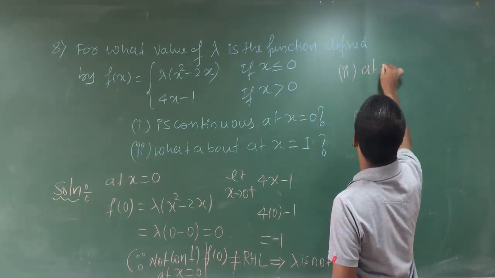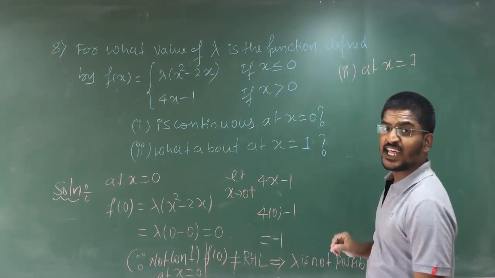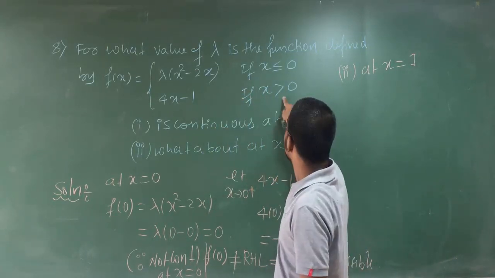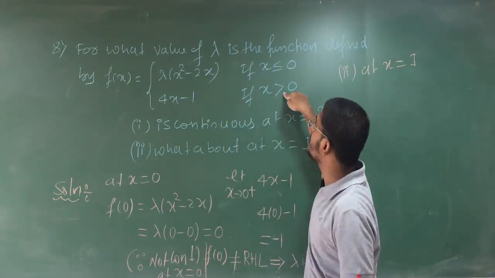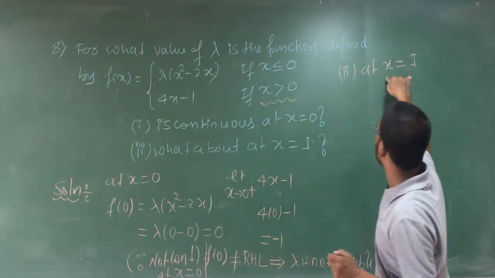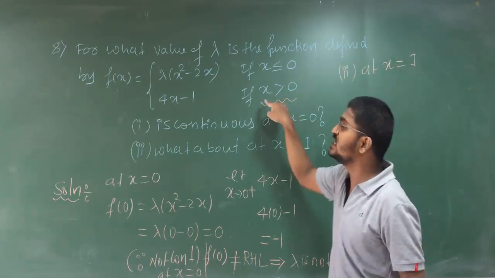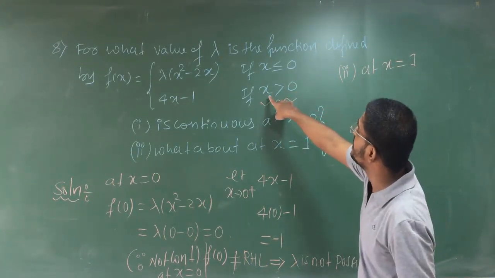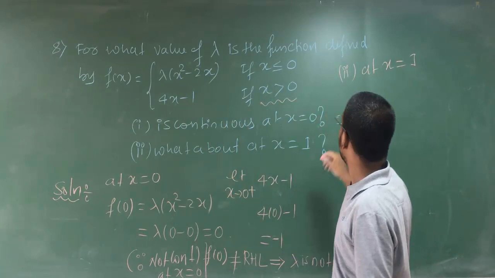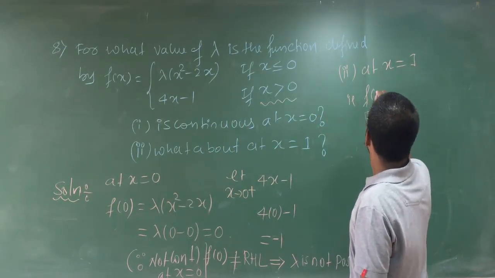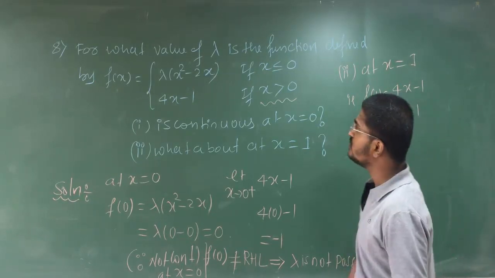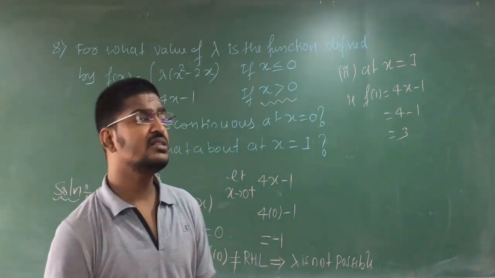Second one is at x equal to 1. At x equal to 1 means, see this function. For this function only you have to find, x is greater than 0 because 1 is greater than 0. This only you have to use. Clear? For x greater than 0, this is possible because 1 is greater than 0. So at x equal to 1, f of 1 equals 4x minus 1, that is 4 minus 1 equal to 3.